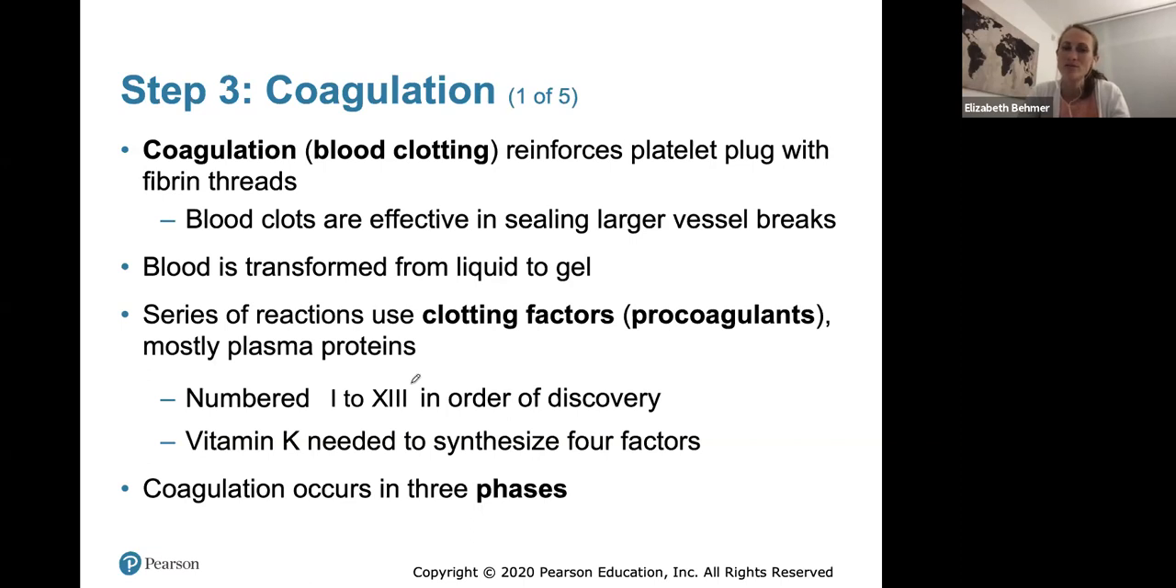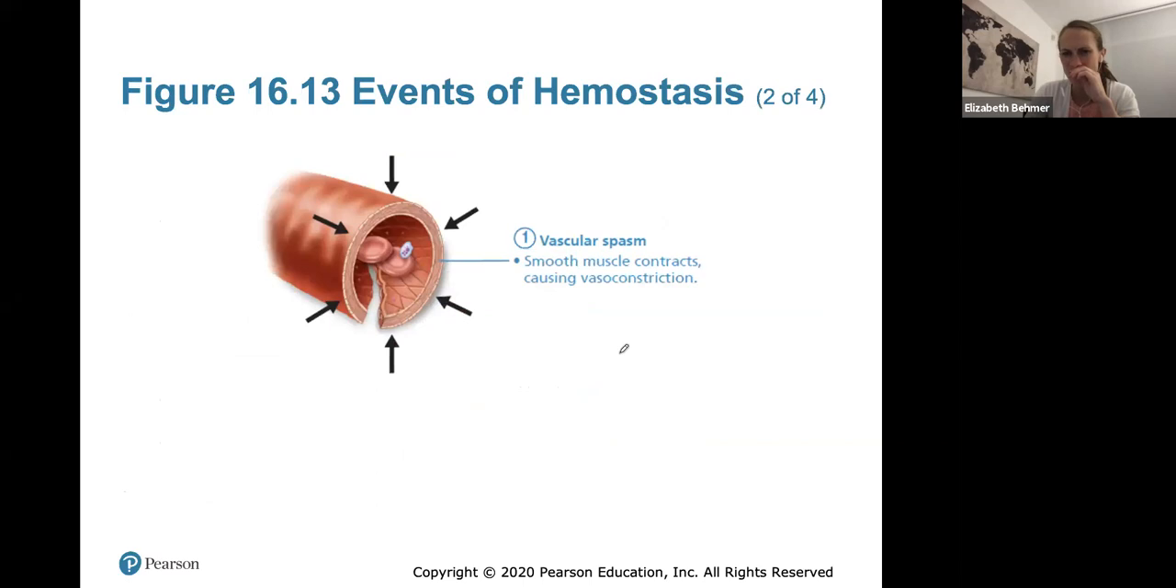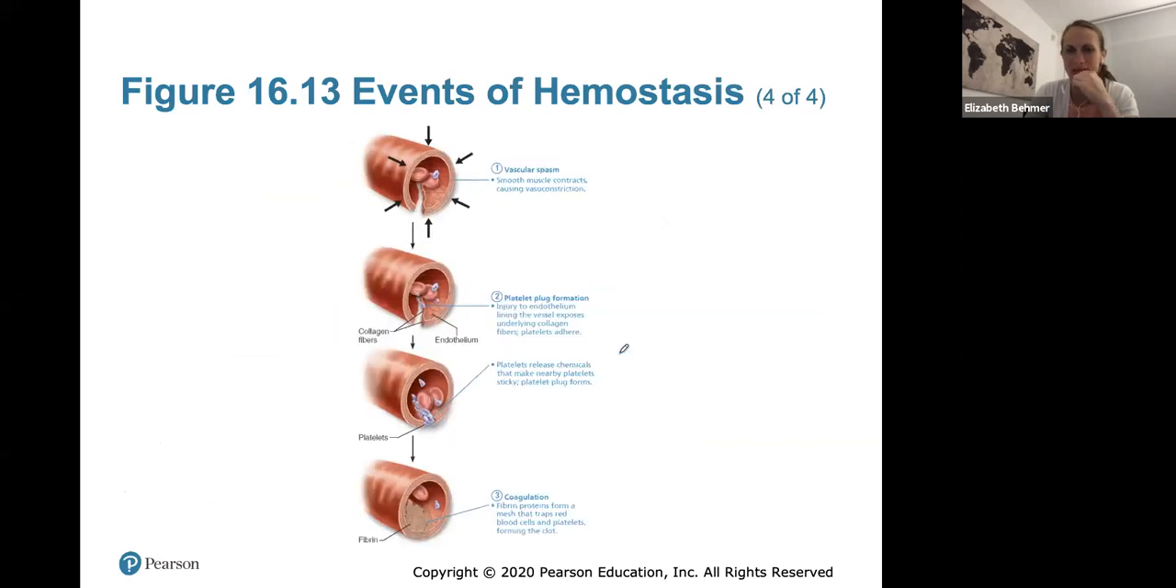Blood will be transformed from a liquid to a gel, and a series of reactions using different clotting factors or plasma proteins will occur. Coagulation itself occurs in 3 phases, which I don't even think we go through, but this is telling you the events of hemostasis, which is the idea of trying to stop blood flow from an injured vessel. So again, vascular spasm is the first step, where smooth muscle contracts, causing vasoconstriction to that area of damage. Then platelet plug formation, and then coagulation, which is actually the formation of the clot.